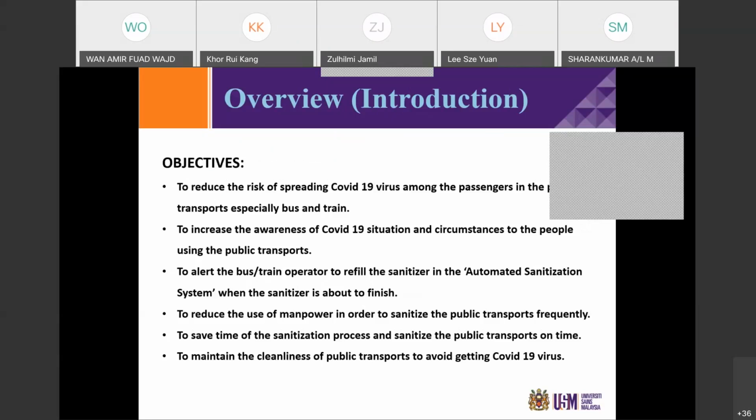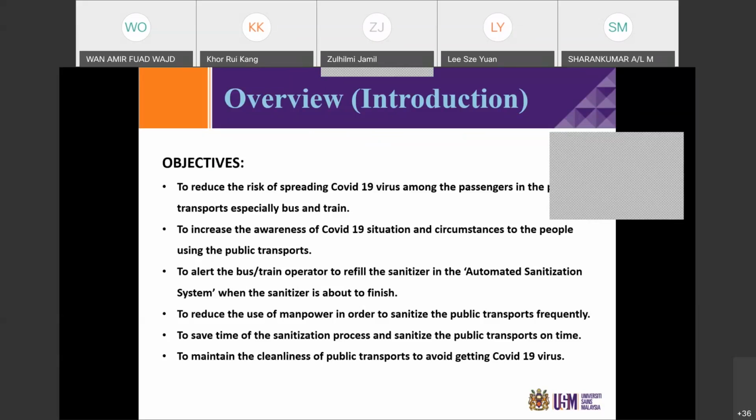So our objectives are to reduce the risk of spreading COVID-19 virus among the passengers, to alert the bus or train operator when the sanitizer level is low or it's about to finish, to increase the awareness of COVID-19 situation to the passengers and also people who use public transport.